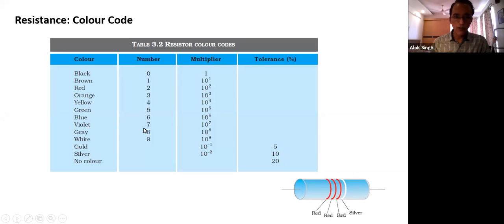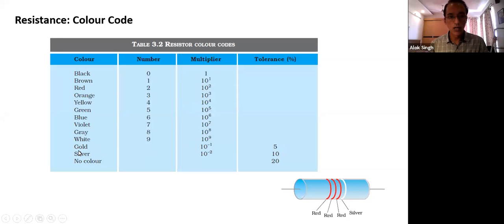First there's a table like this. Different colors have a different meaning in terms of numbers and multipliers. What does the black color band indicate? Number 0 or multiplier of 1. Brown indicates number 1, multiplier 10 to the power 1. You notice these two are related. In case of number, if it is 2, as a multiplier it is 10 to the power 2. So each color stands for a particular number from 0 to 9, and in terms of multiplier, from 10 to the power 0 to 10 to the power 9.